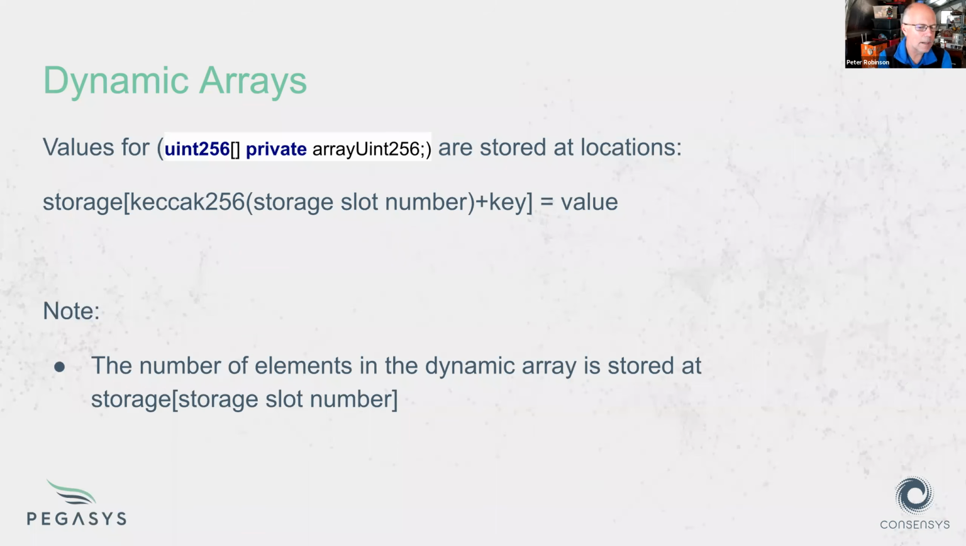The number of elements in a dynamic array is stored using that formula: storage and then slot number. As you make the array bigger or smaller, you put it into that value there, or into the storage slot 0, say, for the array.